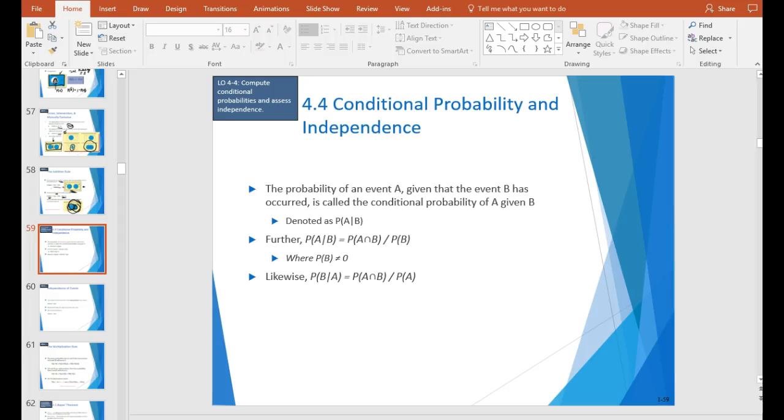Hey guys, welcome back to Chapter 4. We're going to be continuing on with 4.4, Conditional Probability and Independence.